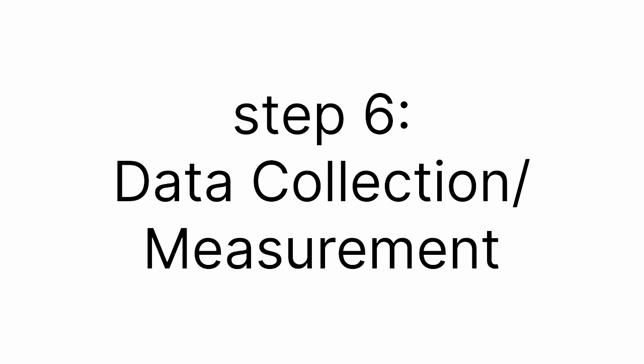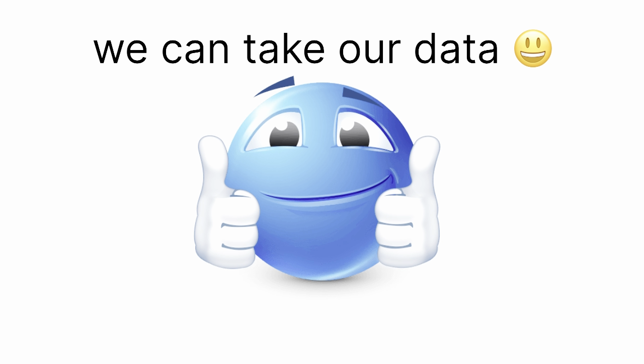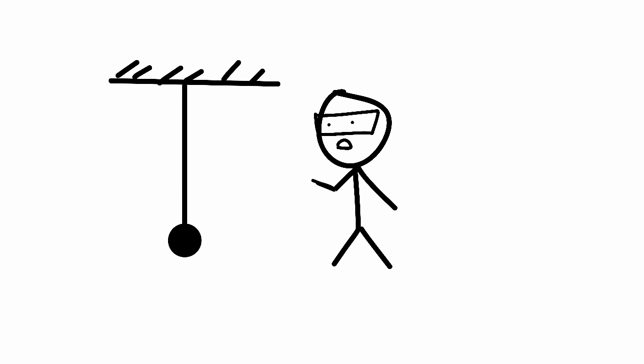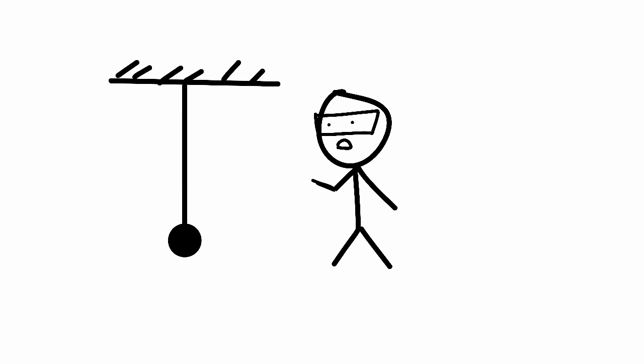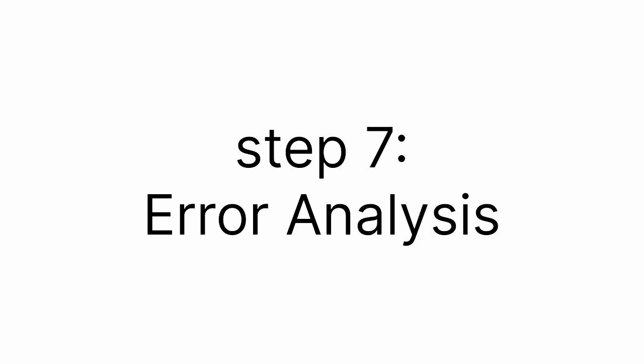Example: we attach the string and bob to a fixed point, measure the pendulum length, and pull it slightly to one side. Now we can finally take our data. First, we have to take careful and repeated measurements to ensure accuracy and reliability. Example: we measure the time for 10 complete swings at different string lengths. Divide by 10 to find the average period, and record each measurement precisely.